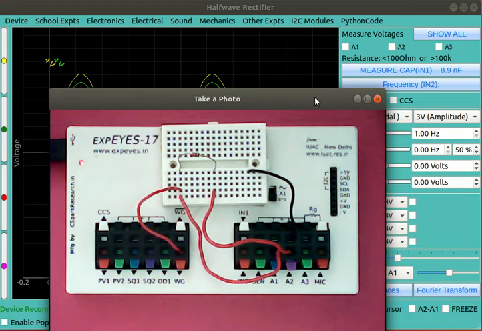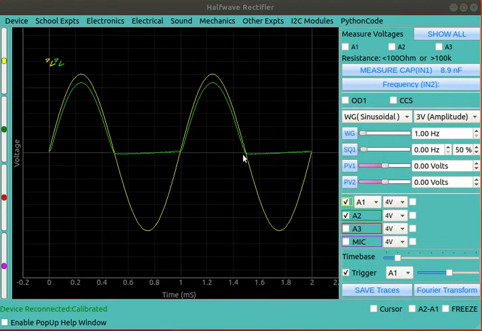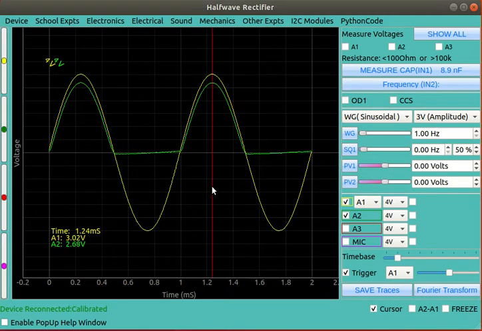So let us have a look at the output. So this is what the output is. So let us put the cursor on and see. So you can see the drop here is only something like say 0.2 volts. So if you give 3 volt, you get something like a 2.7 volt output, right?